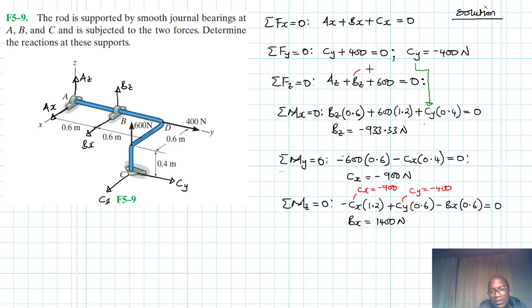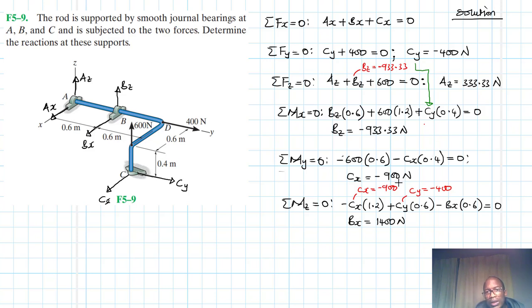Then we'll say Bz is equal to, what is Bz? We found Bz is equal to minus 933.33. Therefore, Az is just going to be equal to minus 933.33 plus 600. Az is equal to 333.33 newtons.